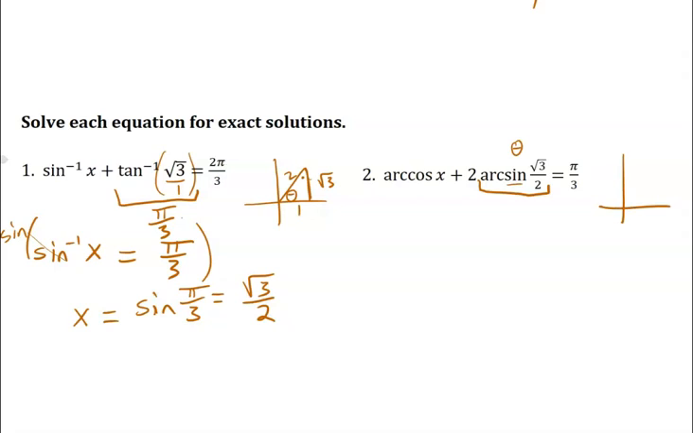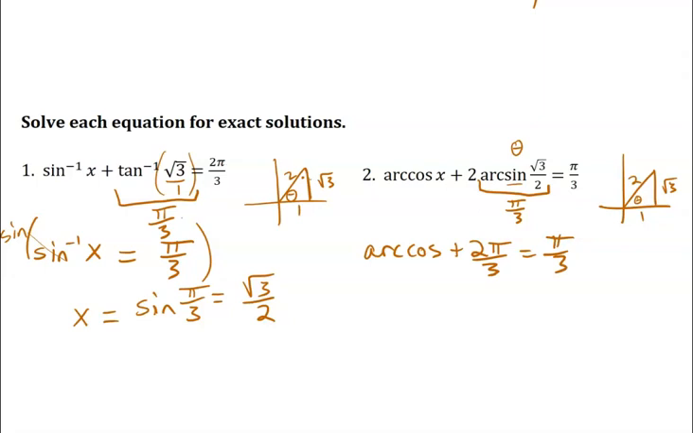Drawing a triangle, since this is a positive value, I'm drawing it in quadrant 1. So theta goes here. √3 over 2 means opposite over hypotenuse, so my adjacent is 1. Once again, it's the same triangle, so we have a pi over 3 angle there. So now I have arc cosine of x plus 2 pi over 3 equals 1 pi over 3.